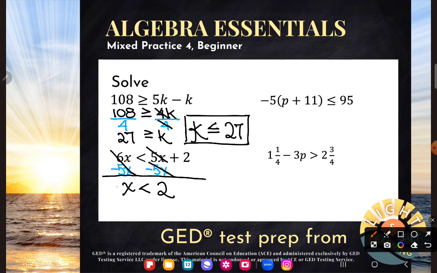It's almost like these ones that are simple really mess with people more than the more challenging ones. You guys are like, it can't be that easy. Yep, it was that easy. x is less than 2.